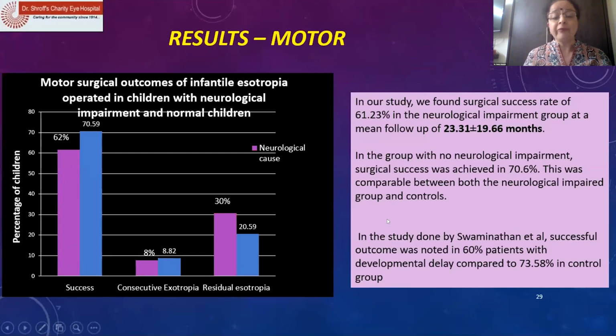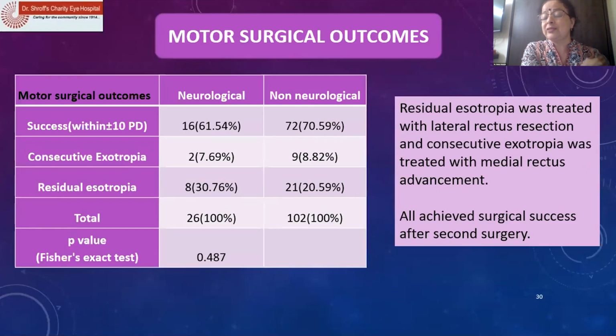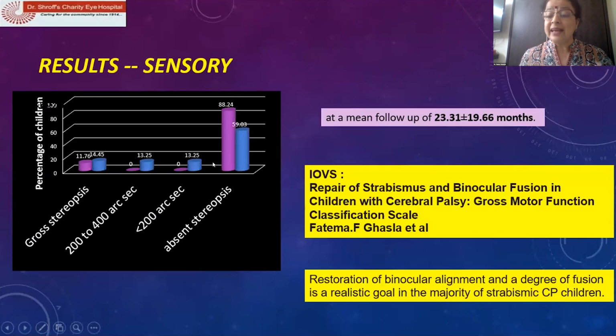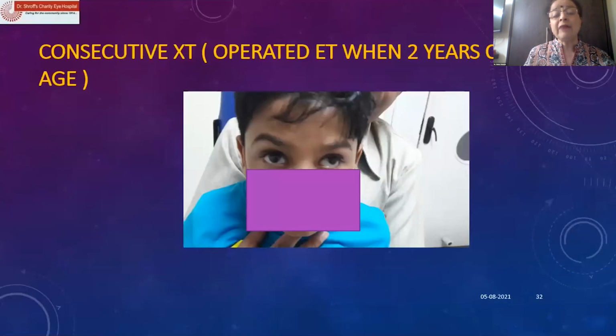What we found was residual esotropia, since we are undercorrecting them, some of them landed up with continuous residual esotropia. So we needed to add on another surgery, but after another surgery, they did do well. We also found that a few patients developed consecutive exotropia. But there was a paper published in IOVS which stated that restoration of binocular alignment and a degree of fusion is a realistic goal. And I do find that we should operate because, of course, we do not get the amount of stereopsis which we would ask for, but definitely there is an improvement in the functional vision, in all the functional vision impairment problems. So one thing you have to be careful of is that they do land up with consecutive exotropias.